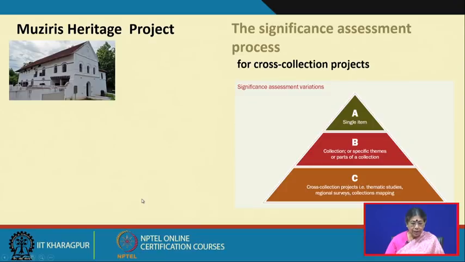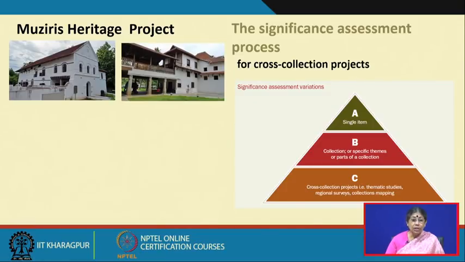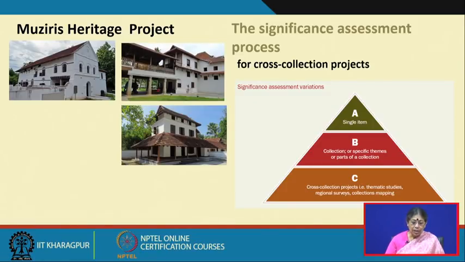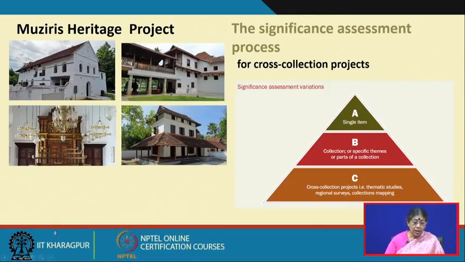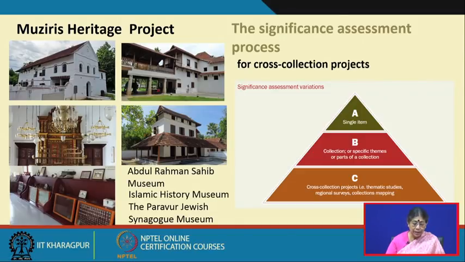For example, there are the churches, which are now converted into museums. There are different buildings with a very strong Keralite influence, but also a cross-cultural influence. There is a synagogue; the Jews came there as traders and settled there. Like this one, the Abdul Rahman Shah Museum, the Islamic History Museum, are now converted into museums, and the Paravur Jewish Synagogue Museum, all are there.